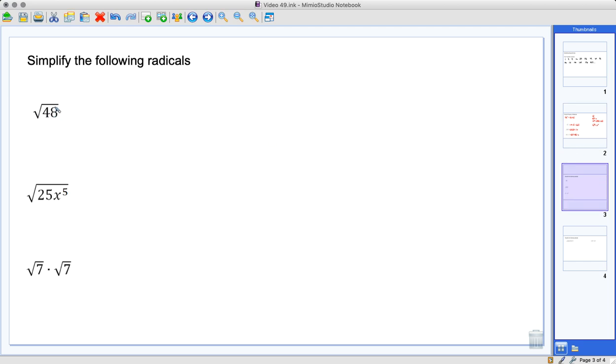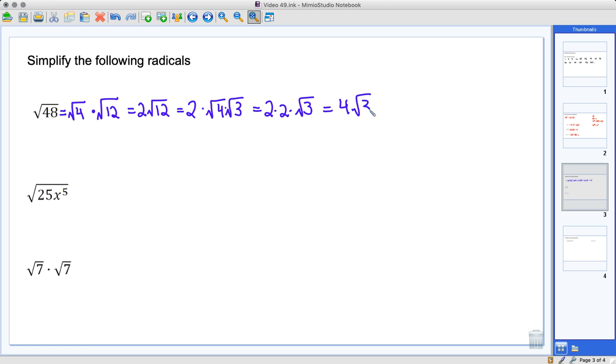So square root of 48. 48 is not a perfect square. So what you're going to do is break it down into something times something. Think of a perfect square that goes into 48. Most of you would think of 4. So you got 4 and 12. Square root of 4 is 2. And then we got square root of 12. To make sure you have the correct answer, is there a perfect square that goes into 12? Actually, yes, there is. You break it into square root of 4 times the square root of 3. Well, this is also 2. So you have 2 times square root of 3. Multiply your two 2's, you get 4 square root of 3.